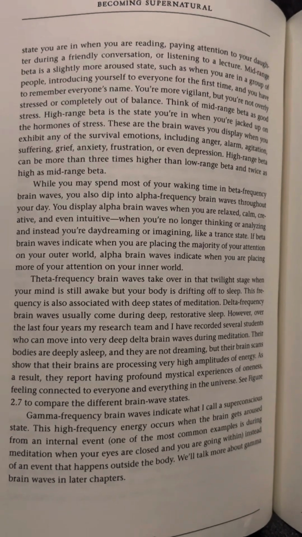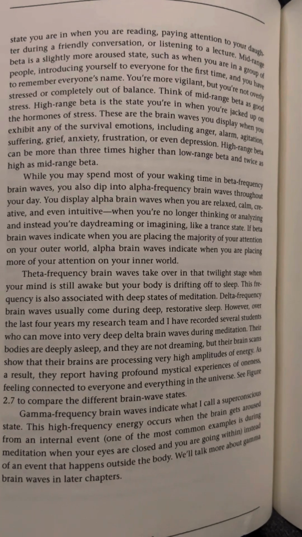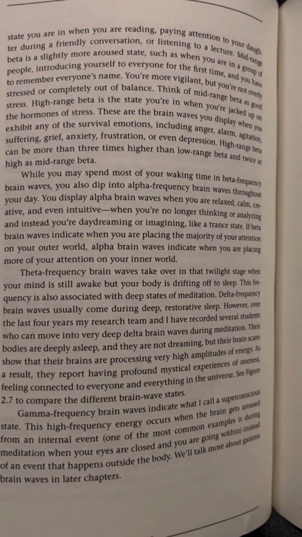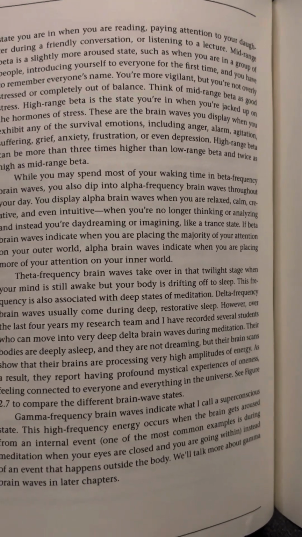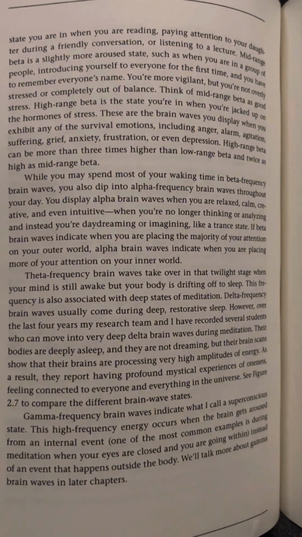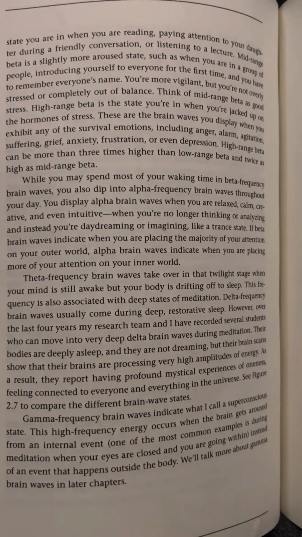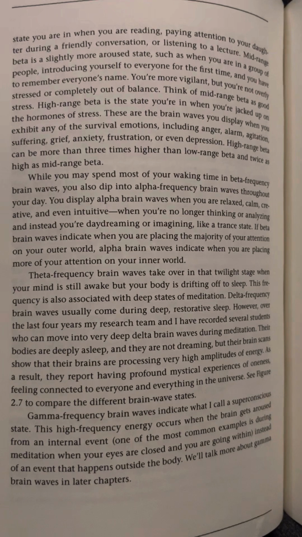High-range beta is a state you're in when you're jacked up on the hormones of stress. These are the brain waves you display when you exhibit any of the survival emotions, including anger, alarm, agitation, suffering, grief, anxiety, frustration, or even depression. High range beta can be more than 3 times higher than low range beta and twice as high as mid range beta.